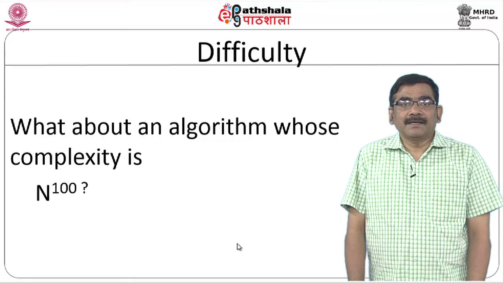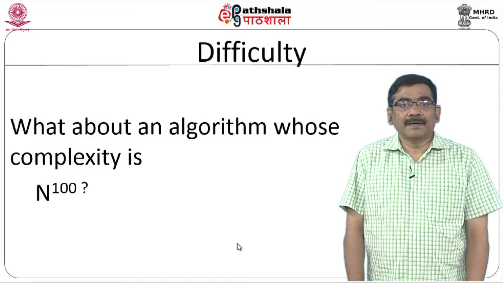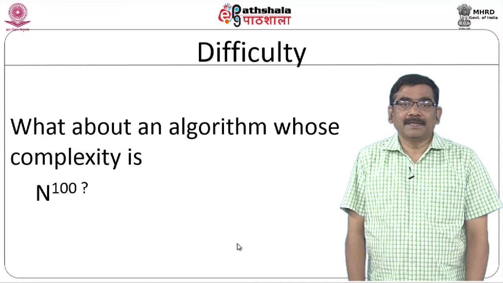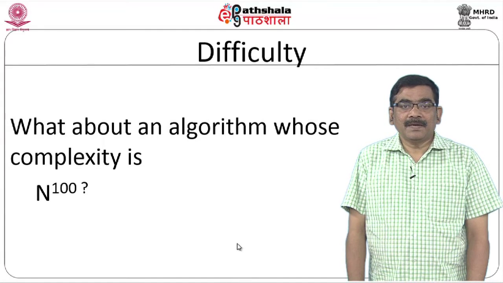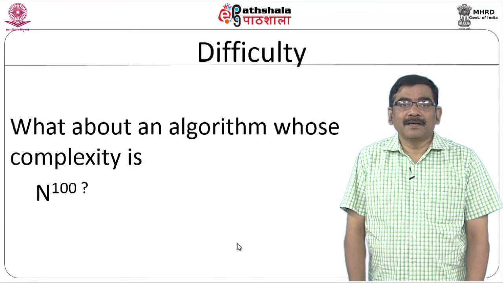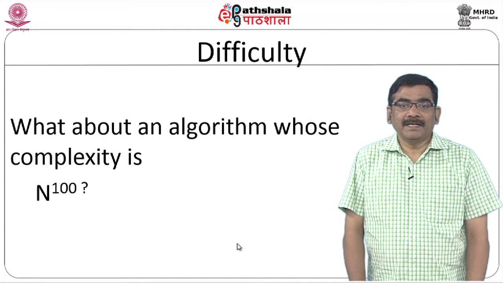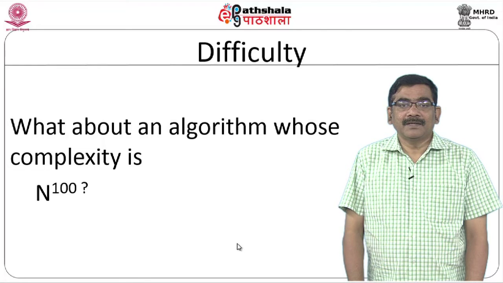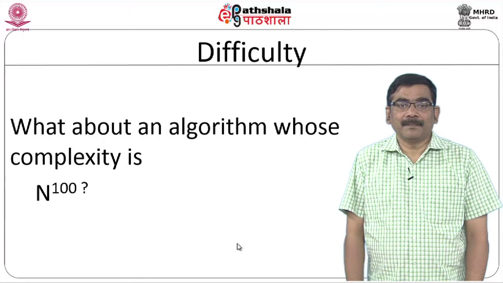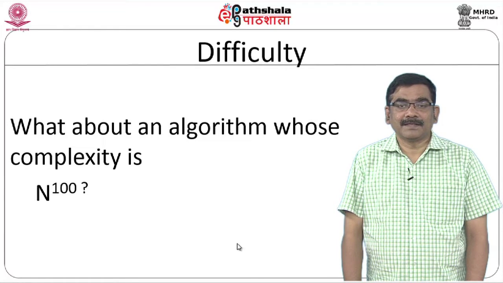Is this rule standard? Fine. We also face some hurdles in accepting this as sacrosanct. For example, if I have one algorithm whose complexity is n power 100, can we call this algorithm efficient? We face a difficulty, because if n is large, then it behaves like an exponential algorithm. So, we are facing a problem in accepting this as sacrosanct.